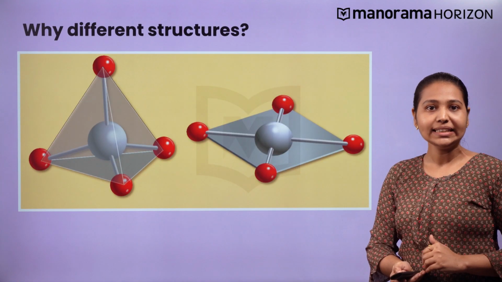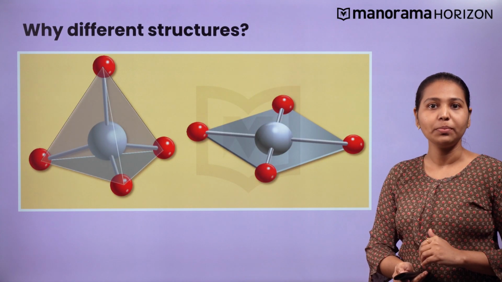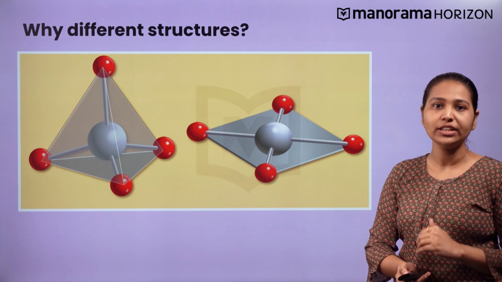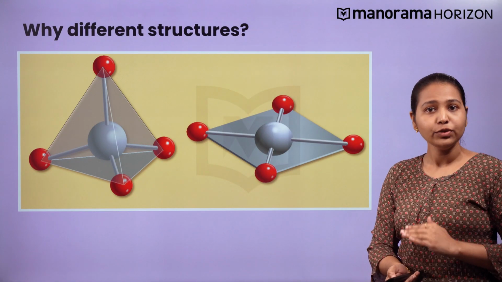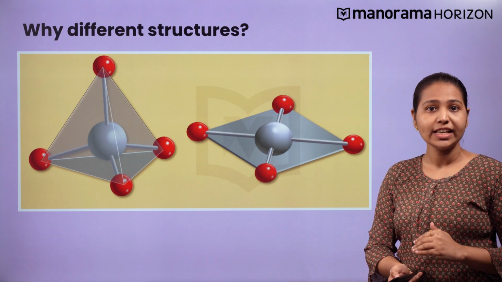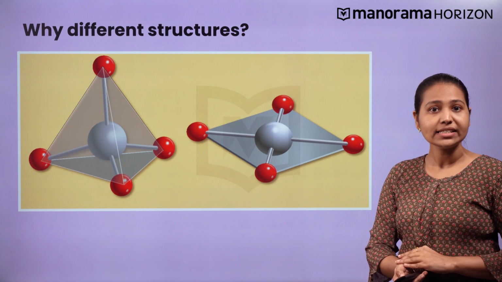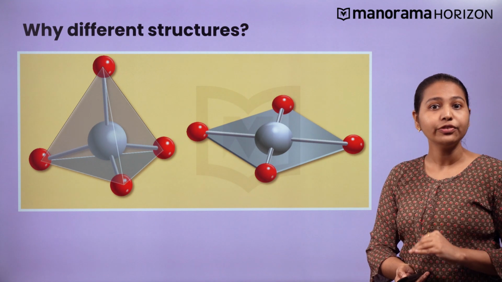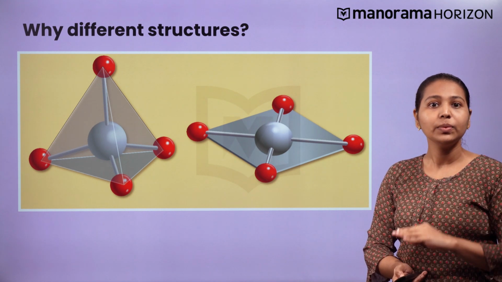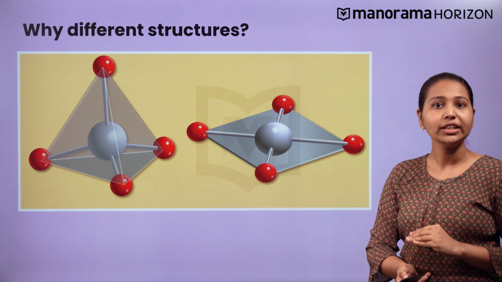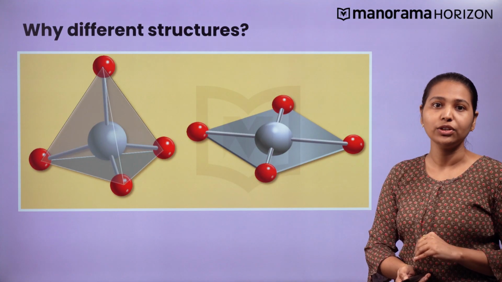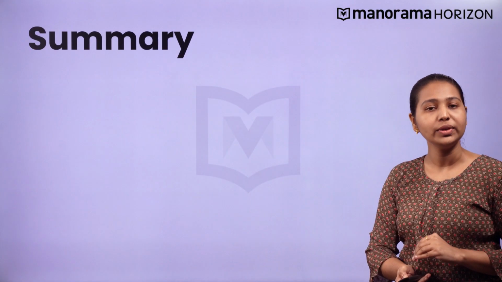I hope it is clear that isomerism in coordination complexes arises due to the structural differences between them. Have you ever thought why these molecules have the same formula but different structures? These different structures result from the difference in bonding between atoms. We will discuss the theories related to bonding in coordination compounds in the next video. Now let's summarize what we have learned today.